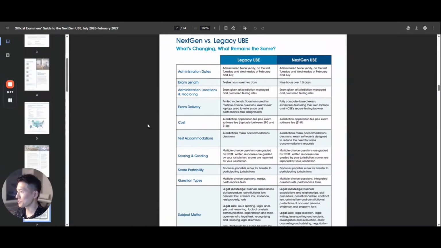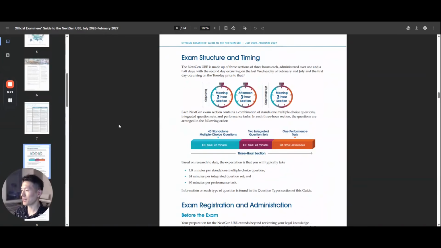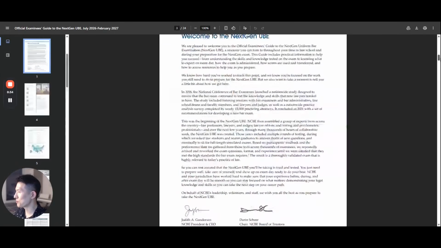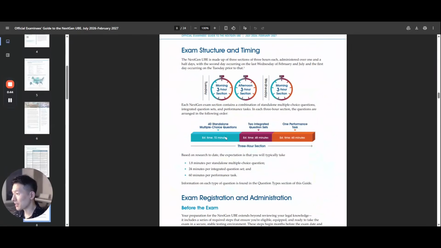Maybe this page would be useful, as well as this one, exam structure and timing, how many questions there are per session, how long they take, and then compare it to the scoring that they tell you about. Your point allocation, 49%. Compare that to less than half of this 3-hour section. So take a look, because knowing the rules of the game is the first step to mastering the game.